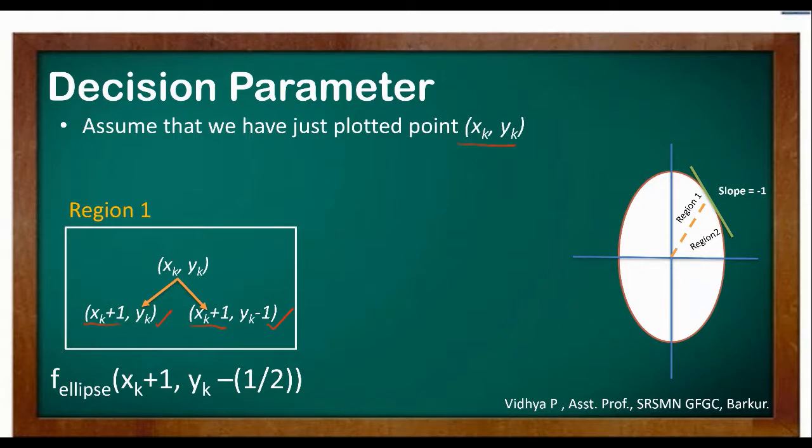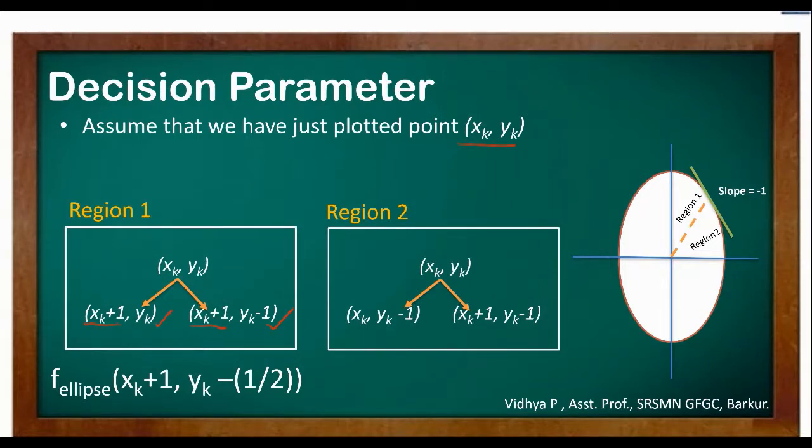If you consider region 2, here at each iteration we are just going to decrement the y value by 1, and we are going to decide whether we keep the same x value or increment it by 1. And the decision parameter will be f ellipse of xk plus half comma yk minus 1, because this is the midpoint between these 2 points.